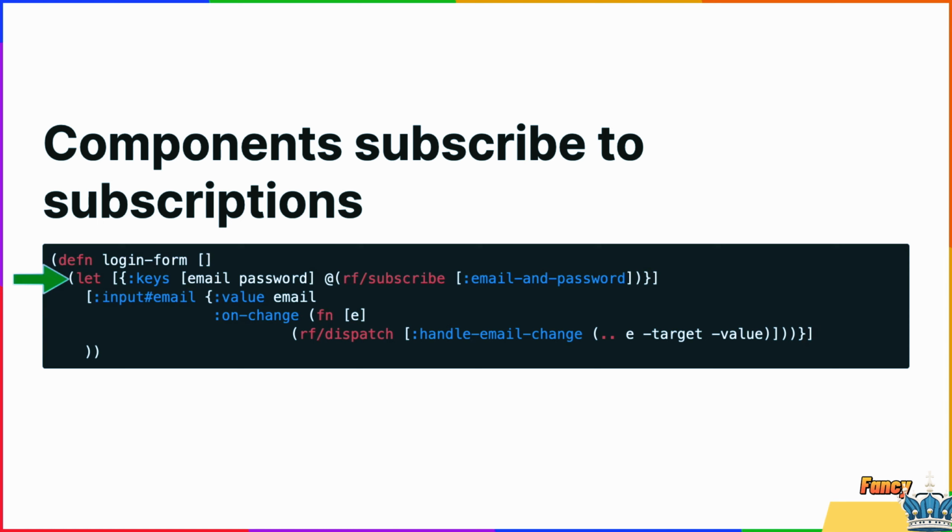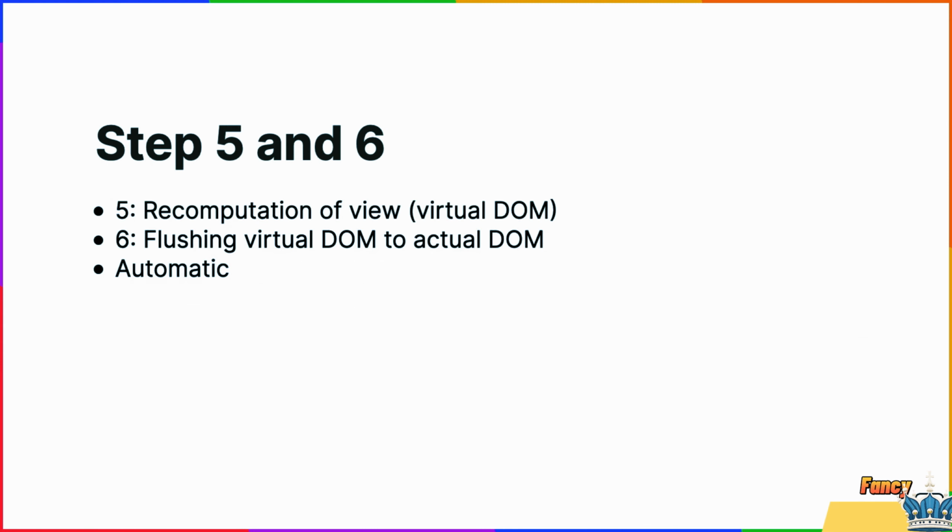Here we subscribe to the subscription ID we just defined in the previous step and deref it. The return value of the subscribe function is an Atom-like object that we need to deref to get the actual value. Step 5 is the recomputation of the view for the new state, and step 6 is flushing the view down to DOM. Steps 5 and 6 are handled automatically by Reframe.